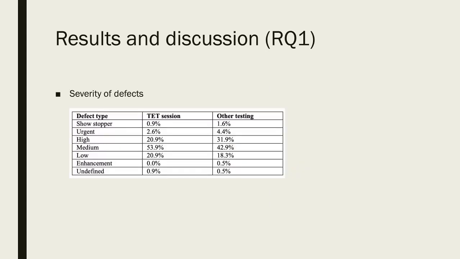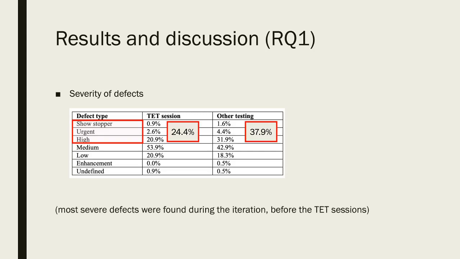When we look at the most severe defects, they tended to be found more often in other testing methodologies, but this is also likely to be related to the placement of the team exploratory testing sessions at the end of the iteration, so by then the most severe defects had already been detected.